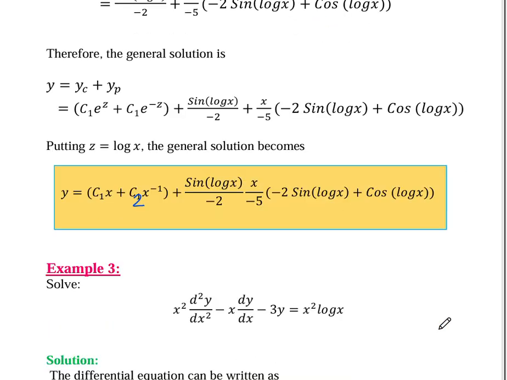In this way, this is the third question, and this is for your homework. You will solve it yourself: x squared d2y/dx2 minus x dy/dx minus 3y equals x squared log x. Okay, so all of you solve the question.